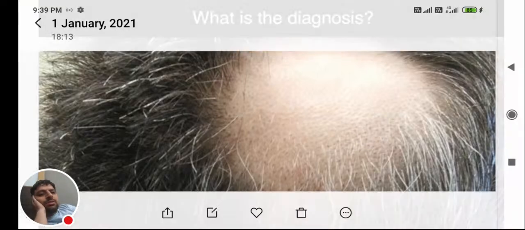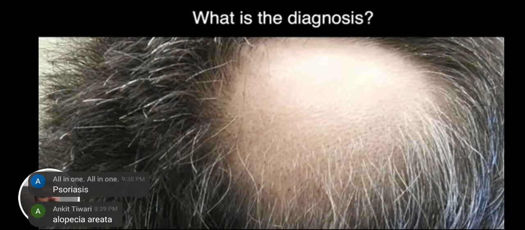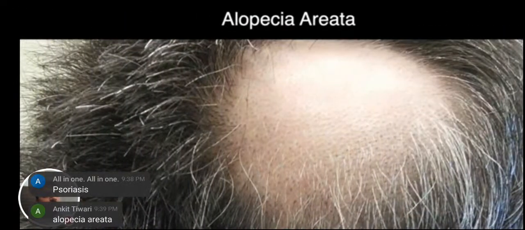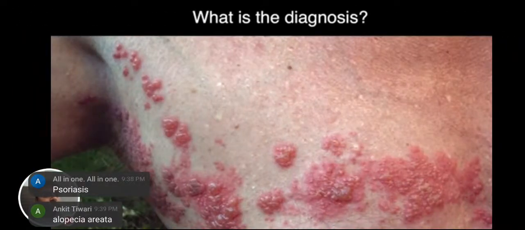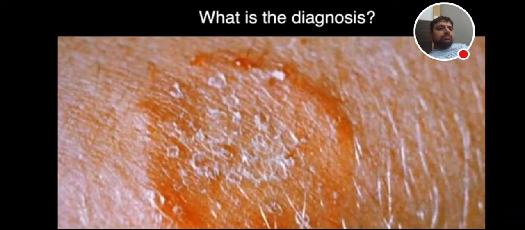This kind of hair loss you see in male. So, this is a case of alopecia areata. Yes, Ankit Tiwari, this is a case of alopecia areata. Absolutely right. Now, what is the diagnosis here? This is a case of herpes zoster. This is herpes zoster. What is the diagnosis here?